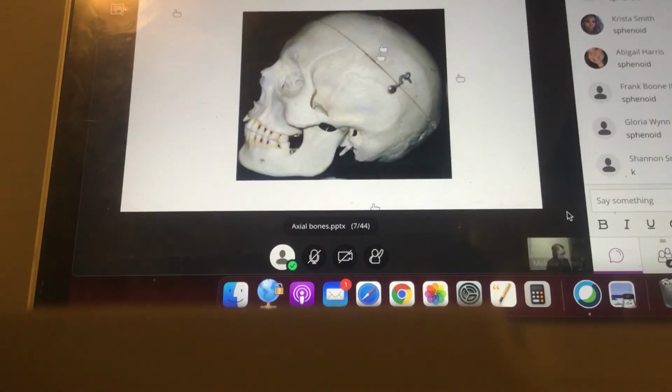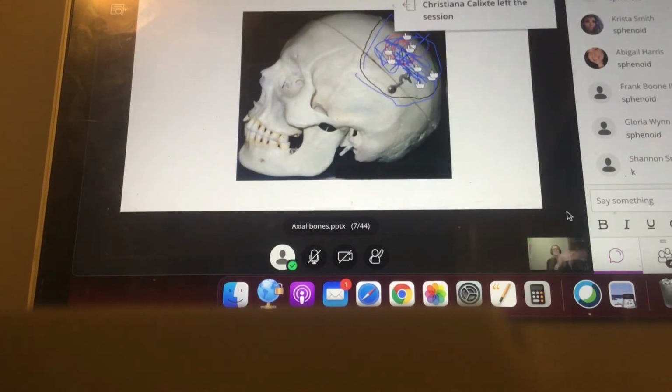Parietal. Watch those sutures. They're going to tell you where things are. That's it, people. That's it. All that area. That's the parietal. That's what I'm talking about. Awesome. Good job. Very good.